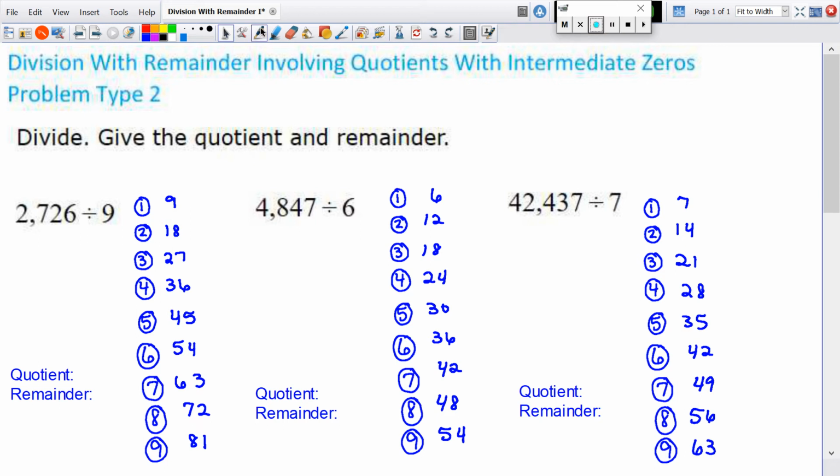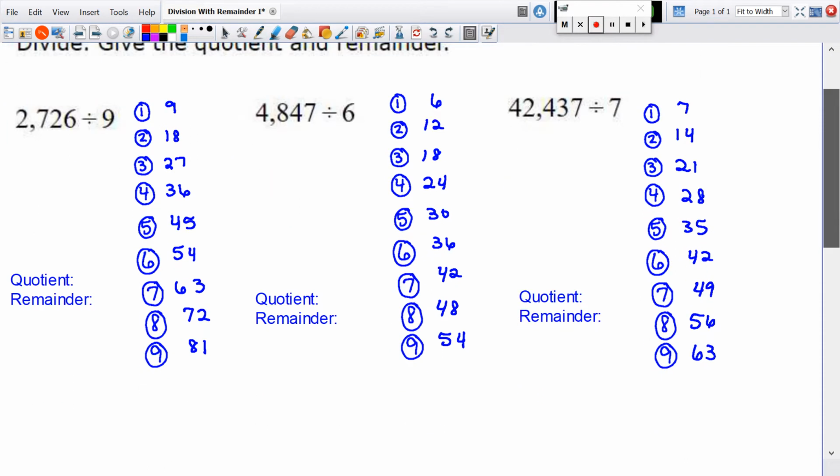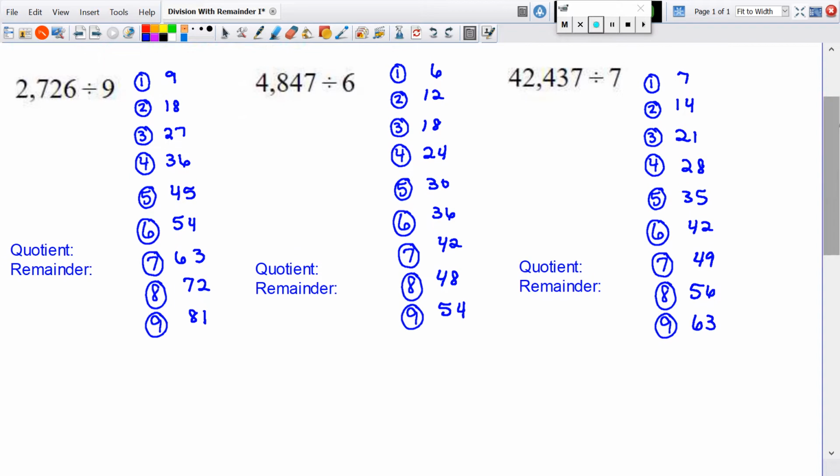Okay, I'm going to show you how to divide without having to multiply. In other words, I'm going to use only addition and subtraction to divide, even if it's a large number.